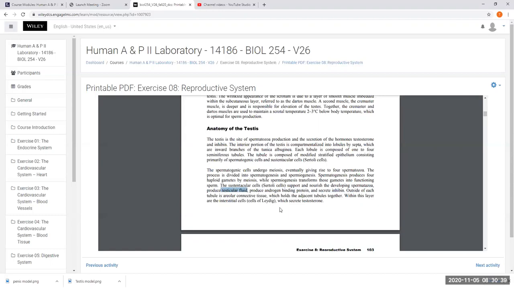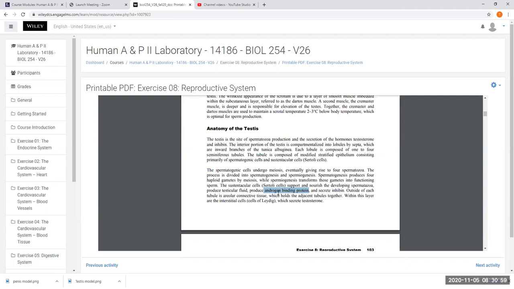These sustentacular cells also produce testicular fluid that is flowing down the lengths of these tubes. They also produce something, a receptor called androgen binding protein. Androgen binding protein is required for the cells to bind to testosterone. So that's actually the receptor for testosterone.